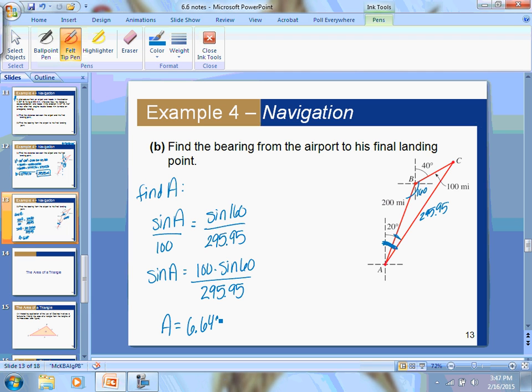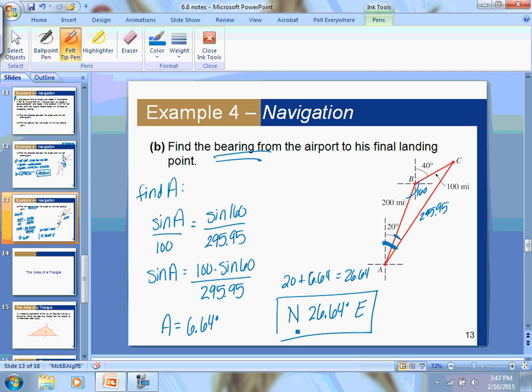So that's angle A, but now it says to find his bearing. That means he was going straight north and then he went that 20 degrees plus another 6.64. So you have to add that in, 6.64. So we get 26.64. So his bearing then would be north 26.64 degrees east.